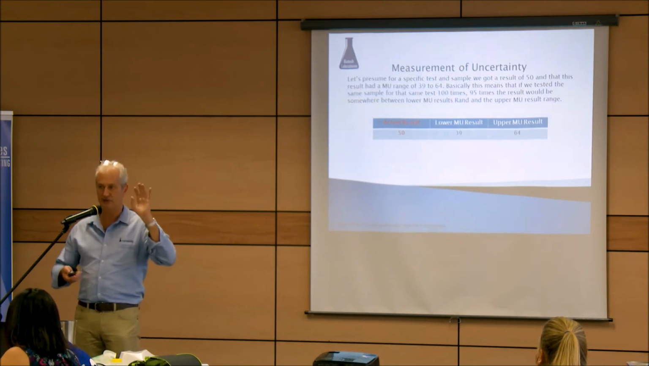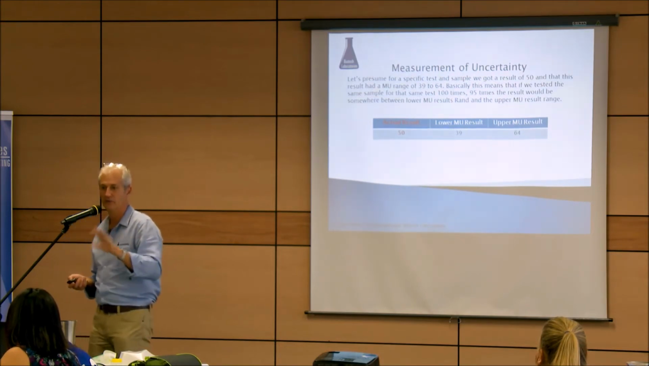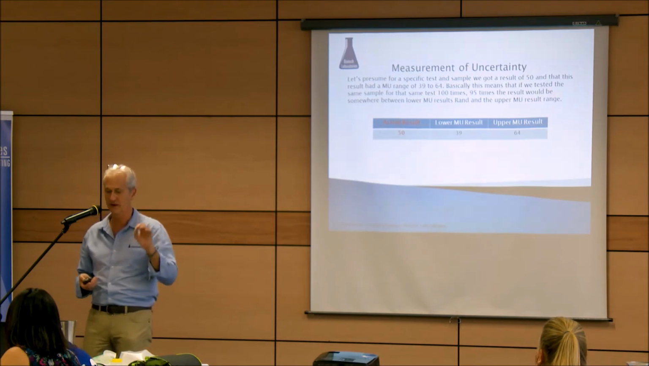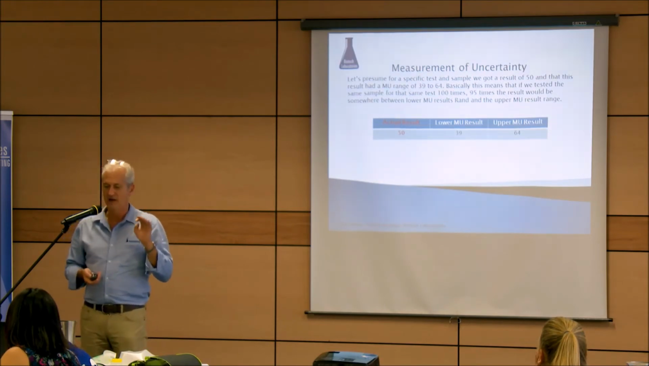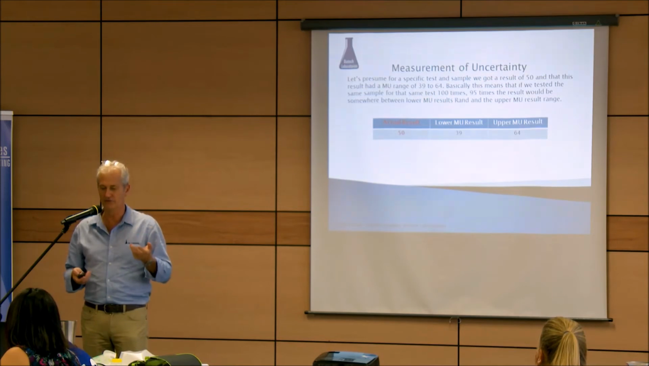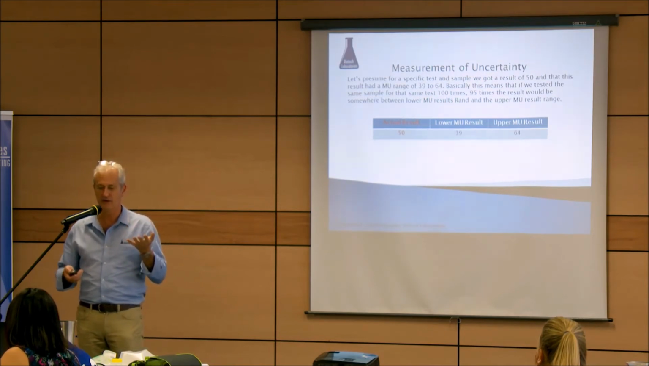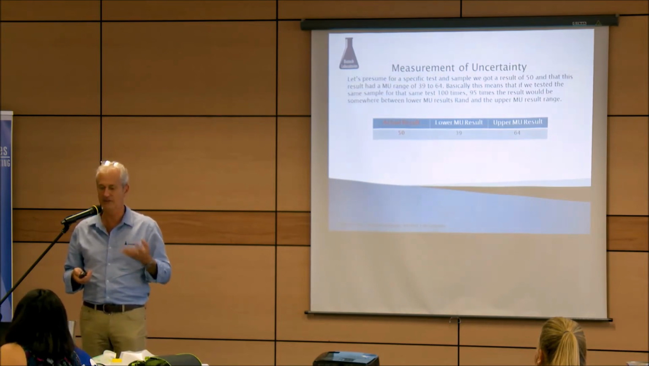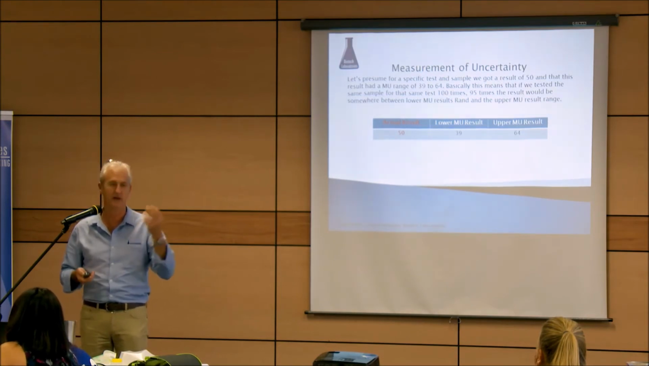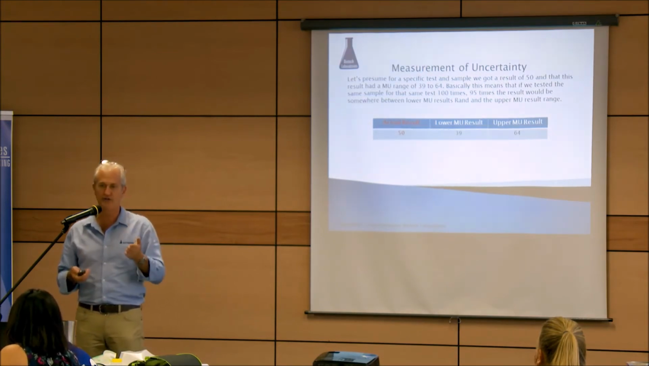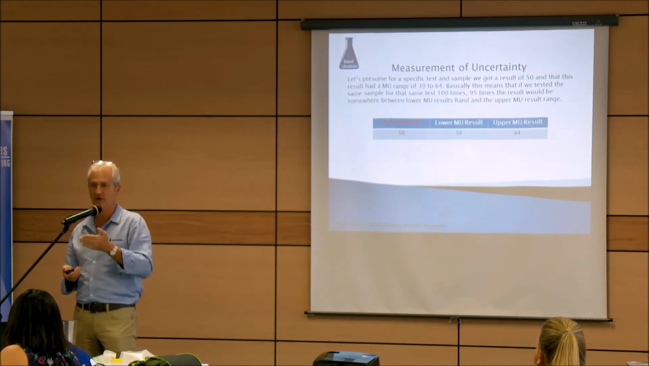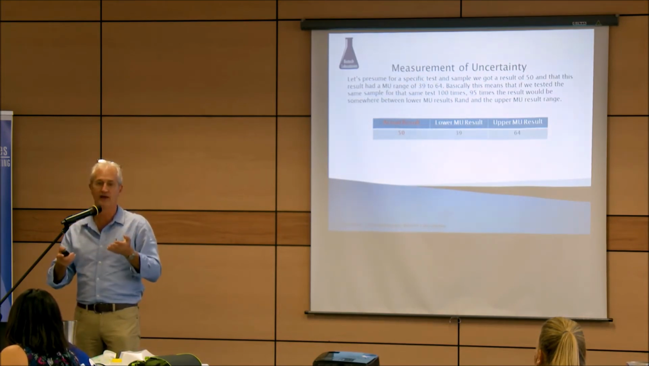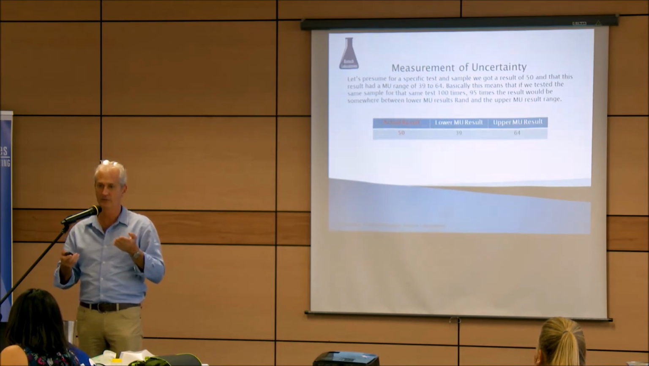At the moment, this is probably so confusing for you, and I'm going to try and clean it up right now. Let's presume a specific test and sample where we got a result of 50, and this had an MU range of 39 to 64, which is actually how it would come out of my laboratory. Basically, this means if we tested that same sample 100 times, 95 times out of 100, we would get a result somewhere in the range 39 to 64. That's what an MU range means.